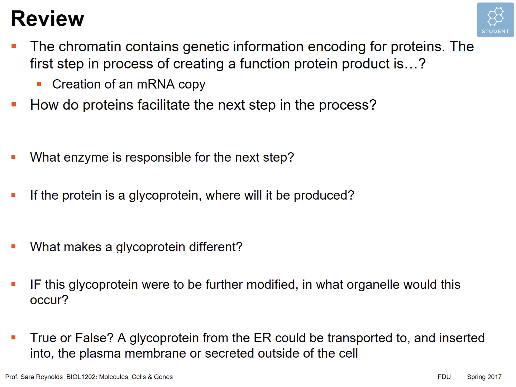Remember our central dogma, DNA to RNA to protein. Remember that you have to go through this essential copying stage from one to the next. So what I'd like to know is, how do proteins facilitate the next step? Once you've created this messenger RNA, what happens?